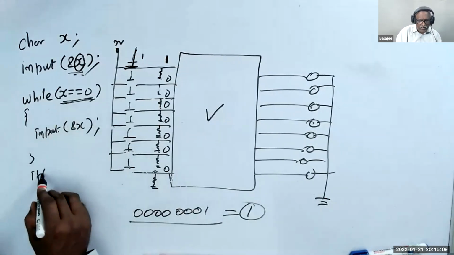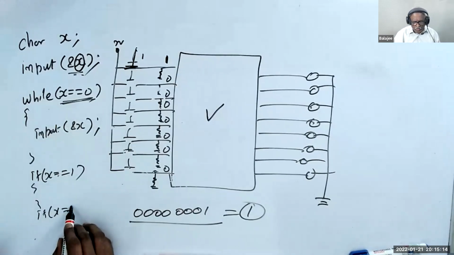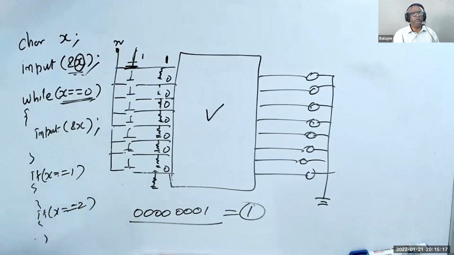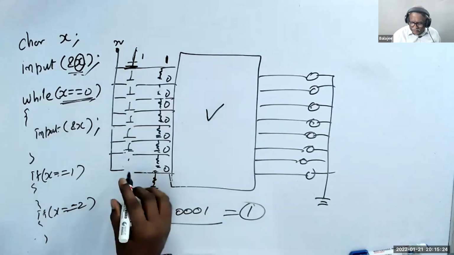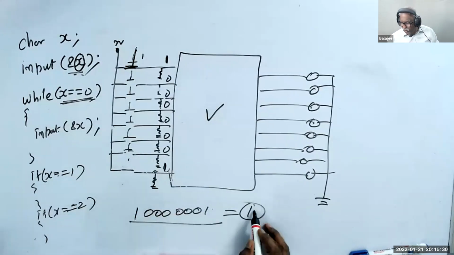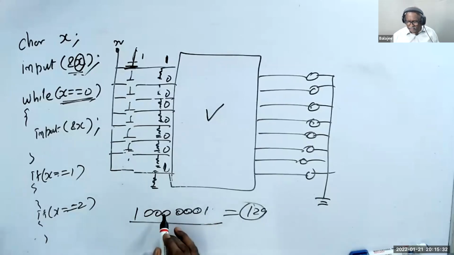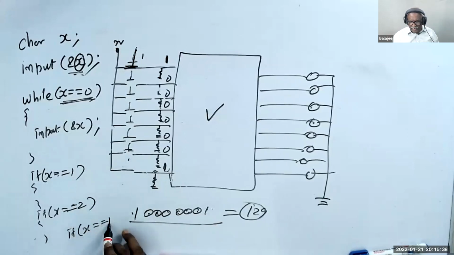Here I'll say if X is equal to 1, do some activity. If X is equal to 2, do some activity. Am I right? That means that you know what switches are pressed. If you press the first and last switch simultaneously, I press this, it became 1. So I get here 1001. That means 129, because 1, 2, 4, 8, 16, 32, 64, 128. I write here if X is equal to 129, do this. Am I right? These are the way we do that.